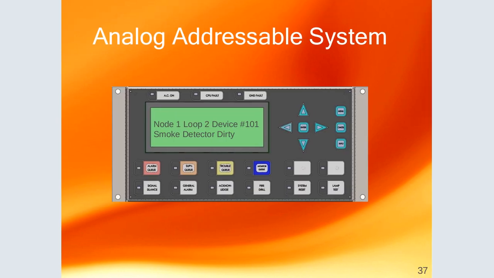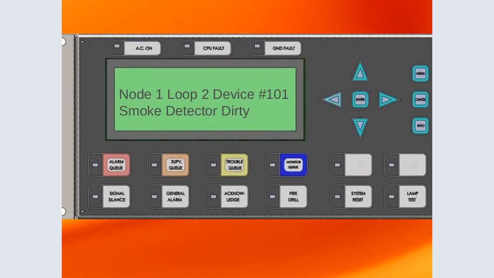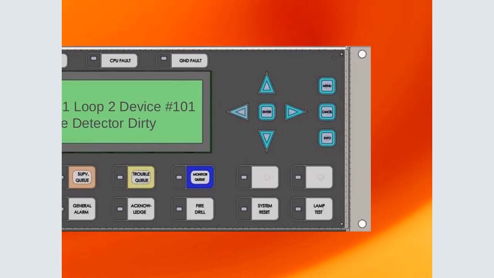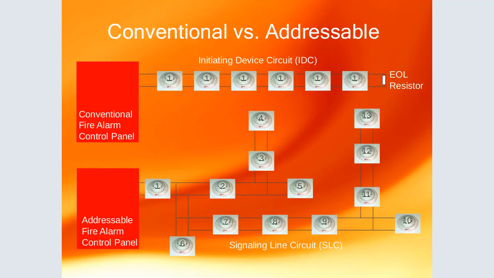Now, analog addressable system. Now we can see node 1, loop 2, device smoke detector only. And you can see how it looks for the analog. We have the alarm queue, the supervisory queue, the trouble queue, and the monitor queue, and the slide. So all these are the panels. These are panels that you will be able to find in the supply.